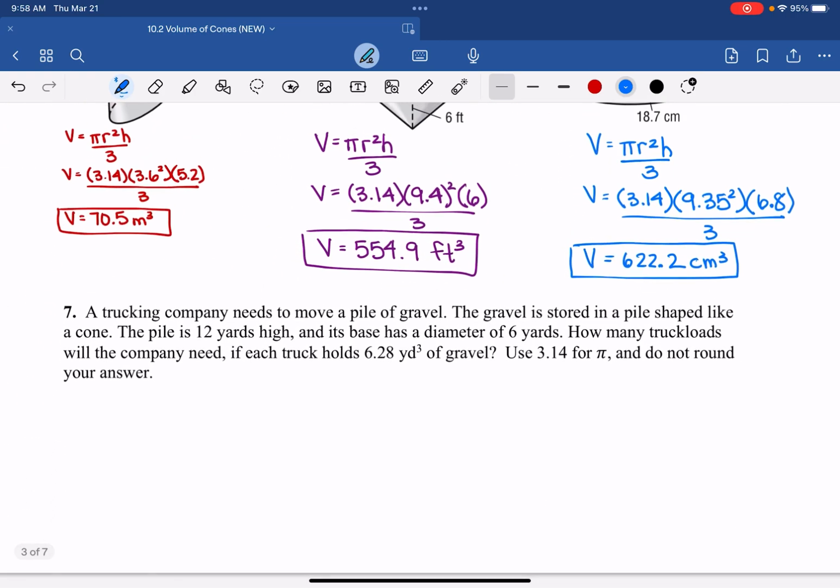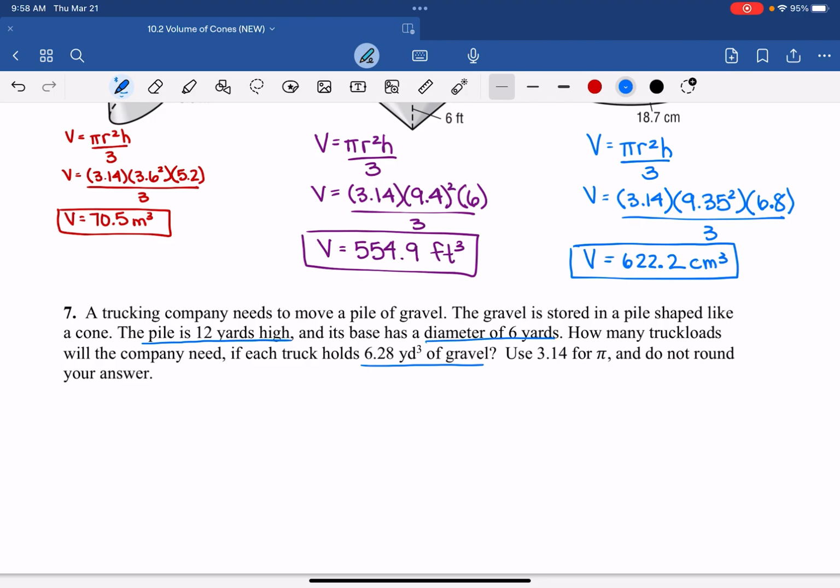Okay, number 7 says a trucking company needs to move a pile of gravel. The gravel is stored in a pile shaped like a cone. The pile is 12 yards high and has a base diameter of 6 yards. How many truckloads will the company need if each truck holds 6.28 cubic yards of gravel?